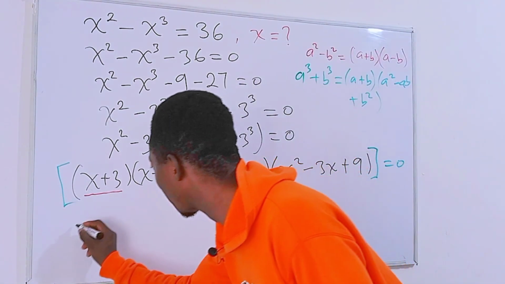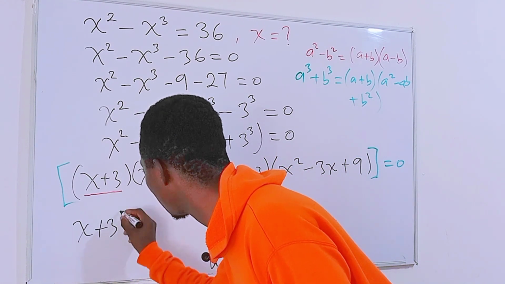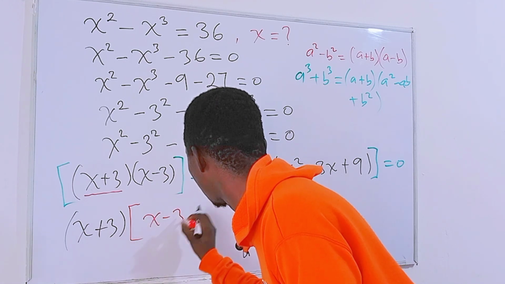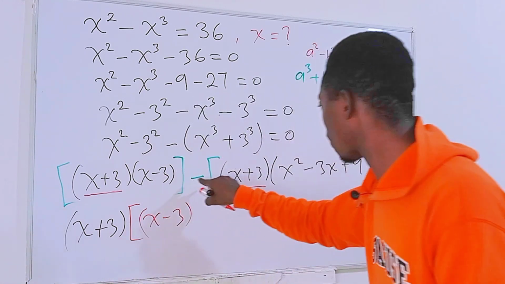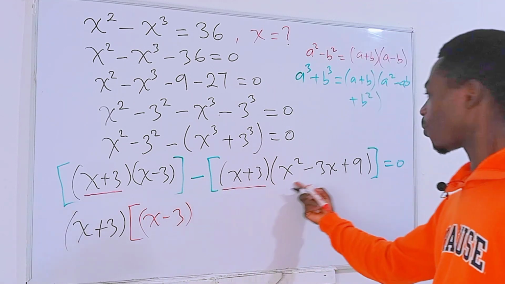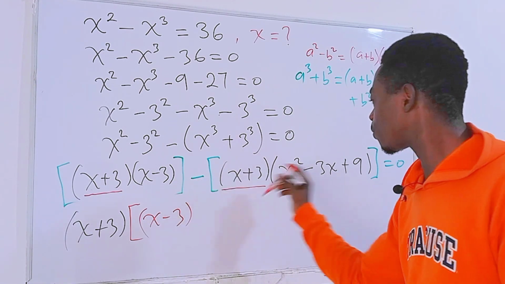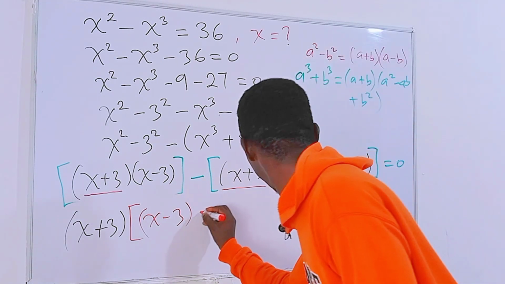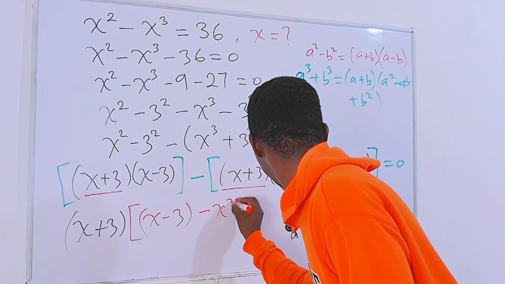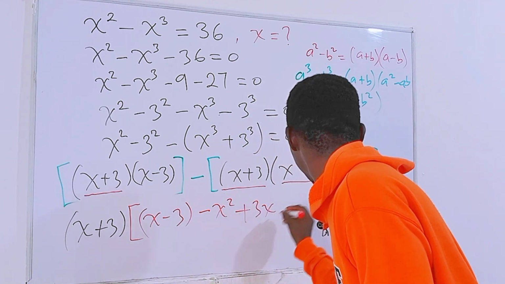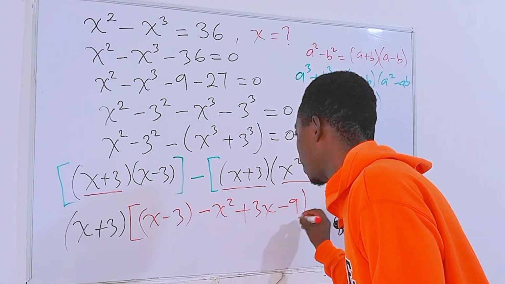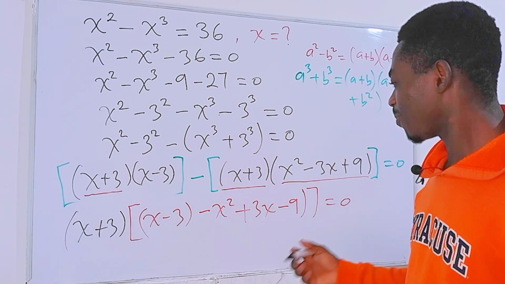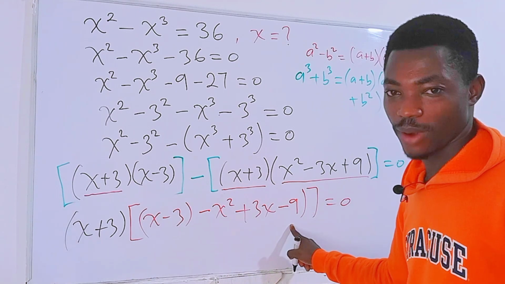So let's do that. We have x plus 3 right here. Then for this side, we are left with x minus 3, and then from here we are left with negative the whole of this. So I'm going to distribute the negative by the whole of that, right? So we will have negative x to the second power plus 3x minus 9, and this is 0. Cool. So let's simplify what is in the square bracket first.